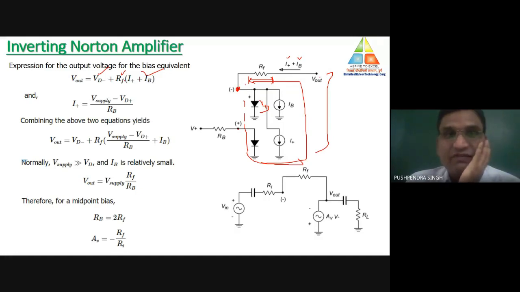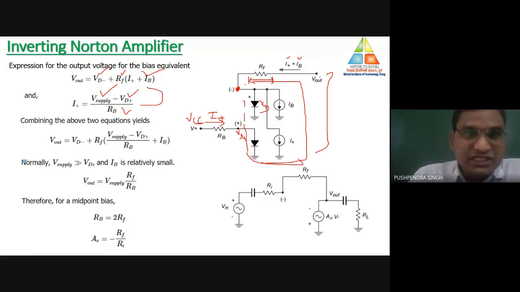And what will be the value of current I plus? I plus is the non-inverting terminal current, at the non-inverting terminal of the Norton's amplifier. Here the value of voltage is V plus; let's suppose this V plus is the VCC voltage. This terminal is the voltage across the diode, at the positive terminal of the diode. So I plus will be the supply voltage minus the diode voltage, divided by RB. Supply voltage minus diode drop divided by RB. That is the value of current I plus.